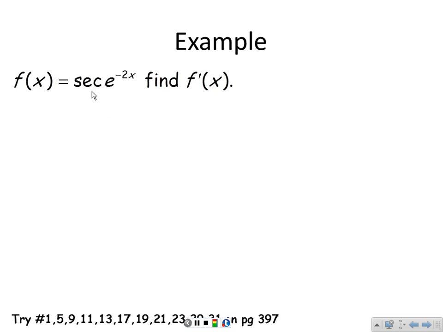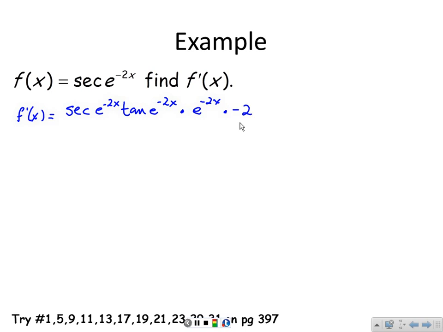Alright, so this one we have some trig, and that's okay. Look at what we're taking the derivative of. We're taking the derivative of secant u. And so the derivative of secant u is secant u tangent u. So this is f'(x). It's going to be secant u tangent u times the derivative of u. So the derivative of e^(-2x) is e^(-2x) times the derivative of negative 2x, which is going to be negative 2.